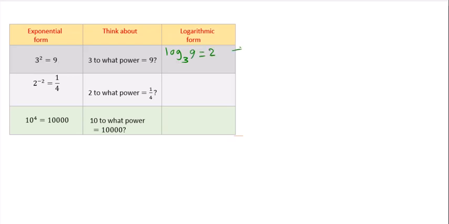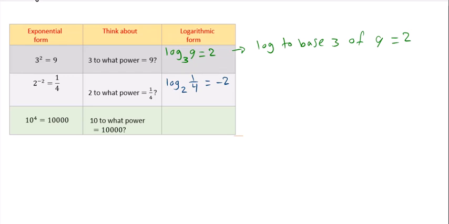And let me write down how to read it. So here log to base 3 of 9 equals 2. Okay, let's go to the second one. We are given that 2 to power of negative 2 equals 1 over 4. So to convert it into logarithmic form, we need to think about 2 to what power equals 1 over 4. So here it could be written like this. Log, and the base will be written as a subscript right here. It will be log to base 2 of what? Of 1 over 4 equals negative 2.